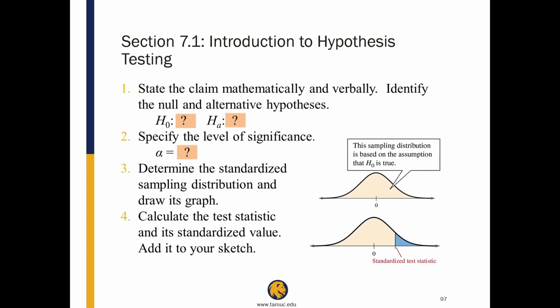So to summarize, we're going to state our null and alternative hypotheses, H0 and H sub A, mathematically using greater than, less than, greater than or equal to, and so forth. We're going to specify a level of significance. In some cases we'll use the letter alpha to stand for level of significance. Then we're going to determine the standard sampling distribution and draw its graph, and then calculate the test statistic and its standardized value. Most of the time, it's going to be normal distributions for what we're going to do here.